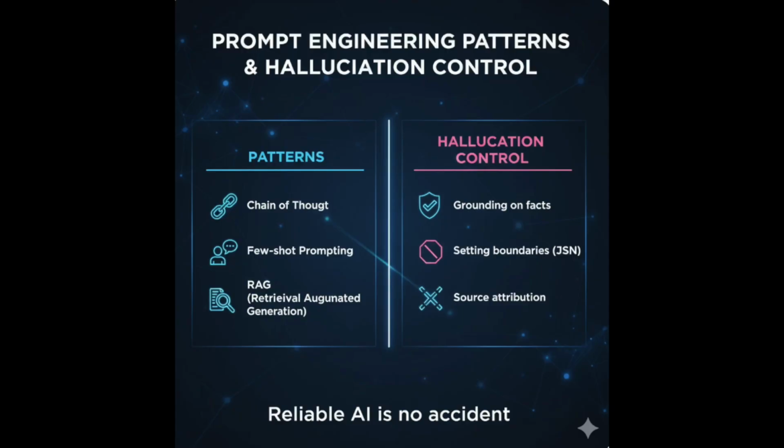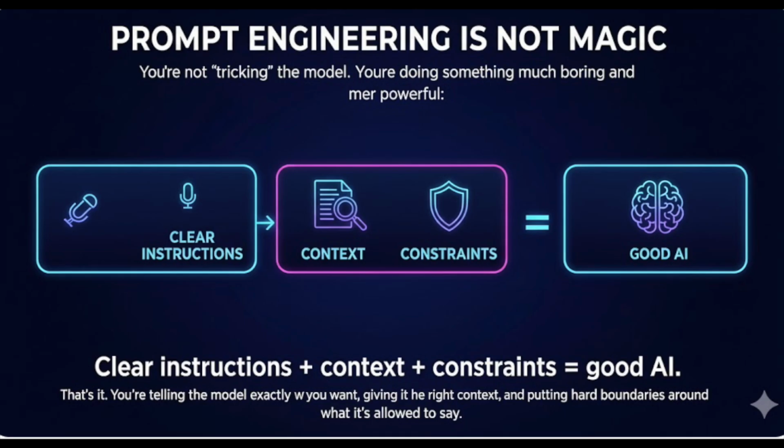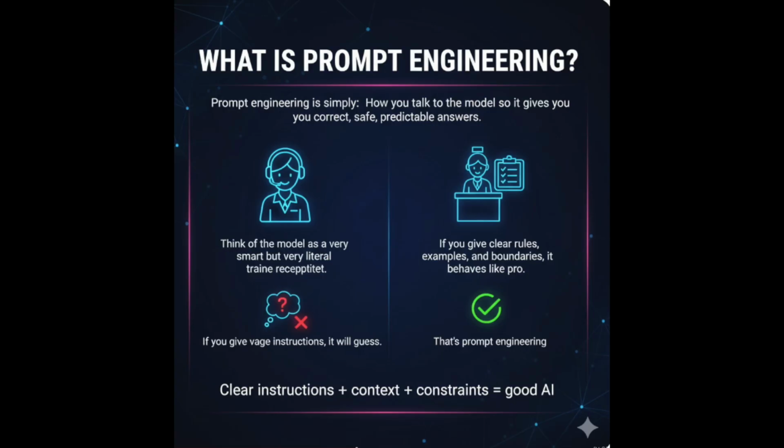Intro. What we're really doing. Prompt engineering is not magic. You're not tricking the model. You're doing something much more boring and much more powerful. You're telling the model exactly what you want, giving it the right context, and putting hard boundaries around what it's allowed to say. That's it. Clear instructions plus context constraints equals good AI.